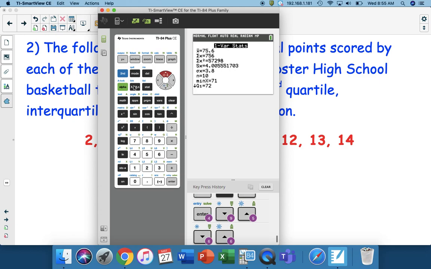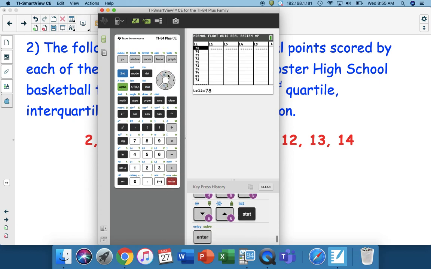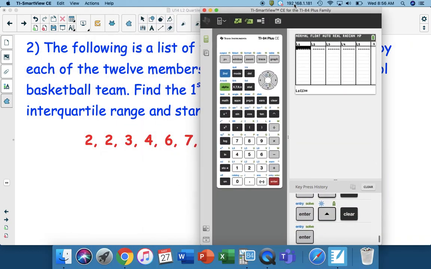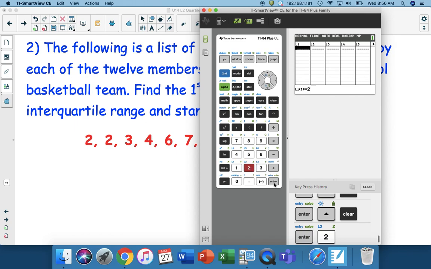We're going to go to Stat, Edit. Now to clear the whole list, press the up arrow to L1 and press Clear, and then press Enter, and then the whole list gets cleared. All right, you have to make sure that L1 is in black; it's highlighted. Press Clear, press Enter, and then everything gets cleared, and then you just type in this whole list. All right, so we got 2, 2.